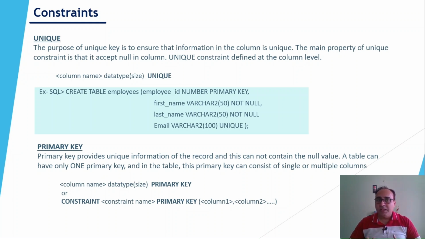So there are 2 key differences between unique key and primary key. Number 1, primary key cannot store null values, whereas unique key can store null values. And number 2, one particular table will have only one primary key, but it can have multiple unique keys. So these are the 2 key differences between primary key and unique key.